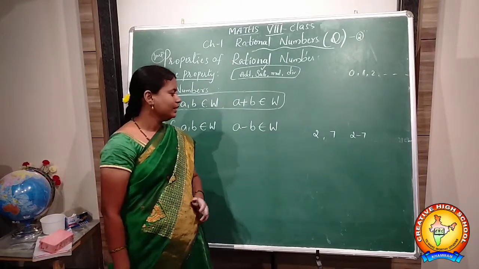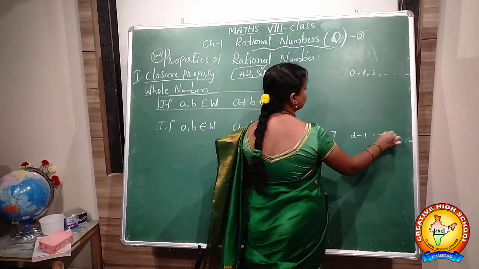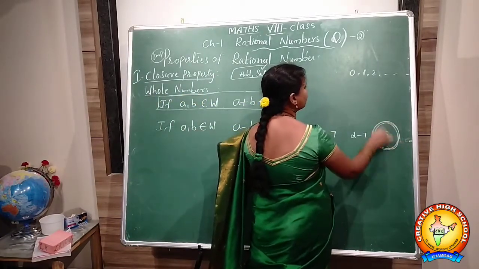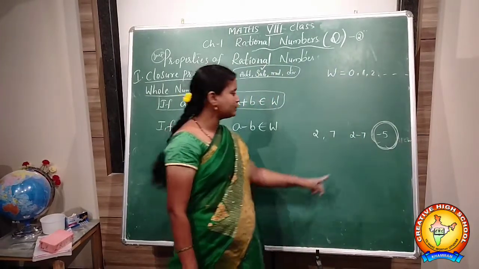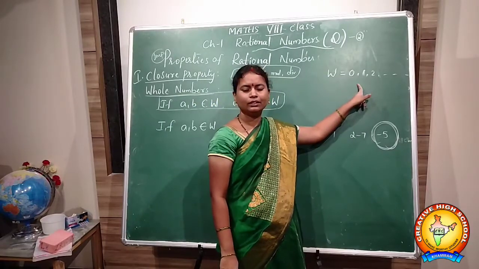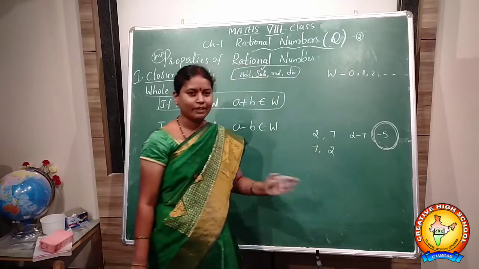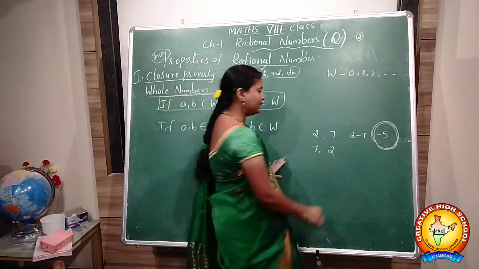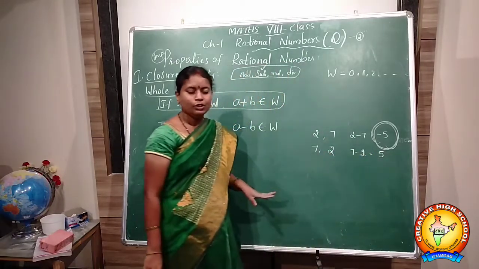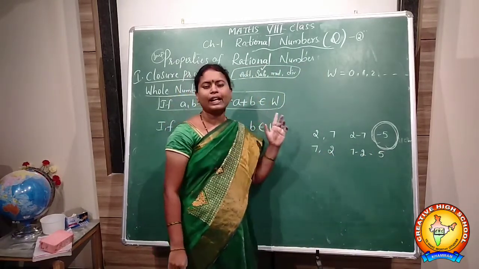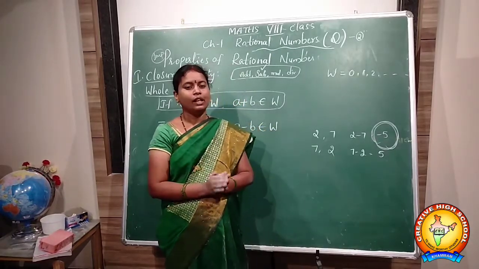Can we subtract 7 from 2? 2 minus 7 is minus 5. Is minus 5 in the whole numbers? Let us see another example. When I take 7 and 2 and subtract these two, we get 5. So that means closure property under subtraction holds only for some numbers, not for all the numbers.